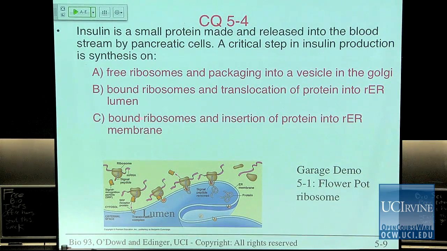Okay? And if it was a transmembrane protein, it would get inserted here, and then it would go in and out of this membrane once or more times. And synthesis is not completed on a free ribosome. It starts there, but the packaging begins in the endoplasmic reticulum, and then it's moved to the Golgi.